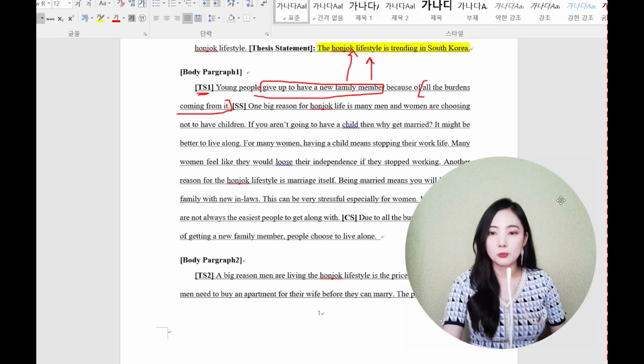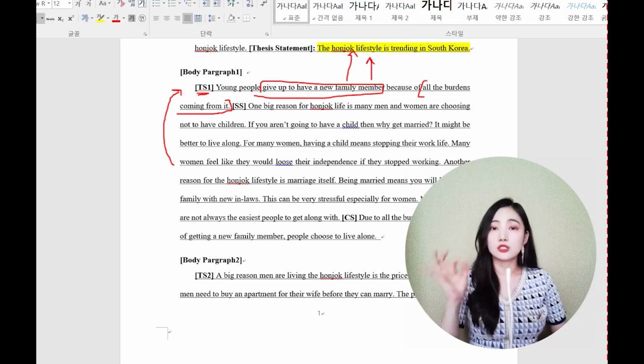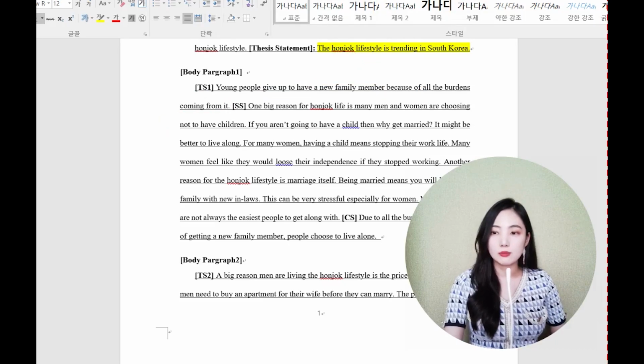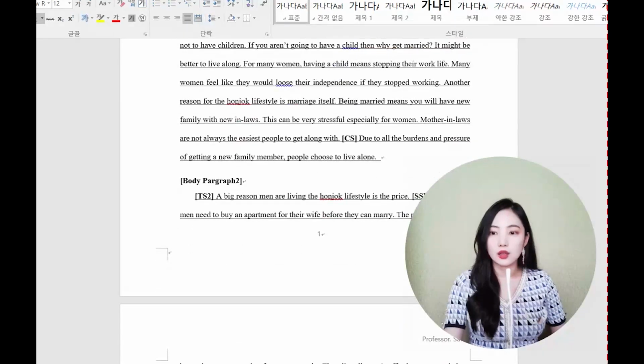So these are all my supporting sentences, and let's stop here for a few seconds. So let's have a look. Do they support all my TS? Yes or no? Are they related to my TS? Is there unity? If your answer is yes, that means it's all possible and it's all acceptable. If there is any sentence that is not related to your topic sentence, that means you should omit it and delete the sentence. Let's keep moving on. Okay, so here, many women feel like they would lose their independence if they stop working.